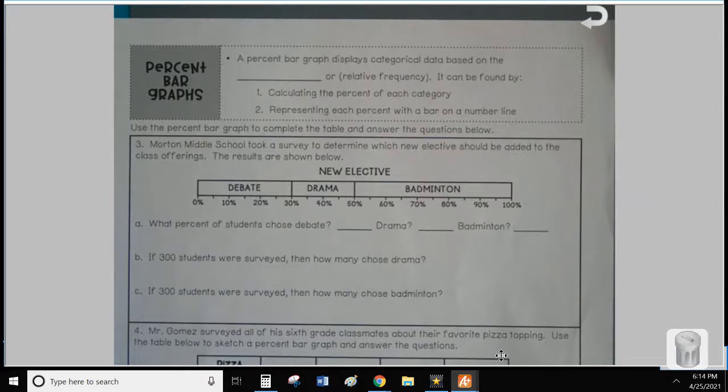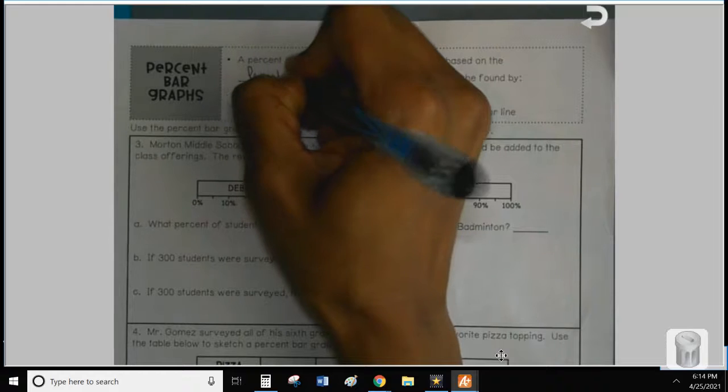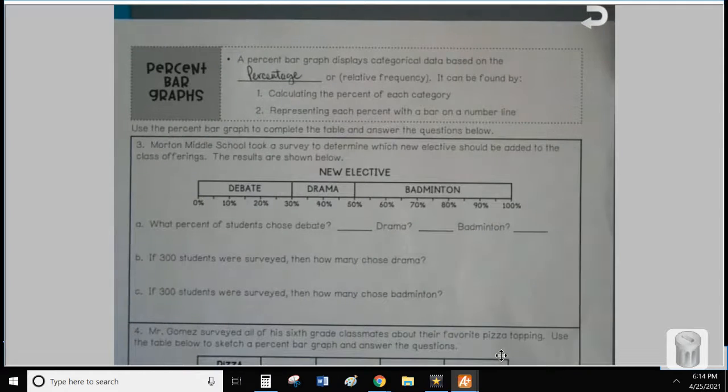Today we're talking about percent bar graphs. A percent bar graph displays categorical data based on the percentage or relative frequency. It can be found by, 1, calculating the percent of each category, 2, representing each percent with a bar on a number line. So let's jump right into some examples.